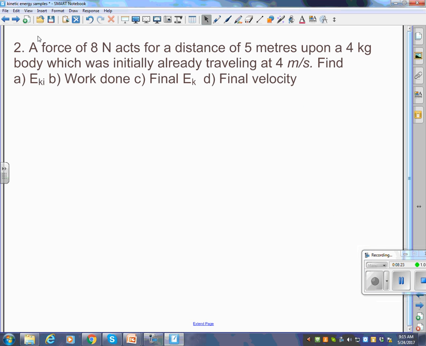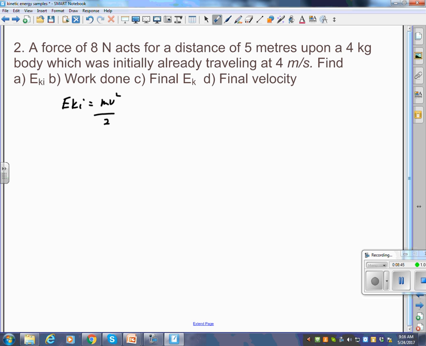Number 2. A force of 8 newtons acts for a distance of 5 meters upon a 4 kilogram body, which was initially already traveling at 4 meters per second. Find the EKI, find the work done, find the final EK, find the final velocity. EKI, initial kinetic energy. Okay.